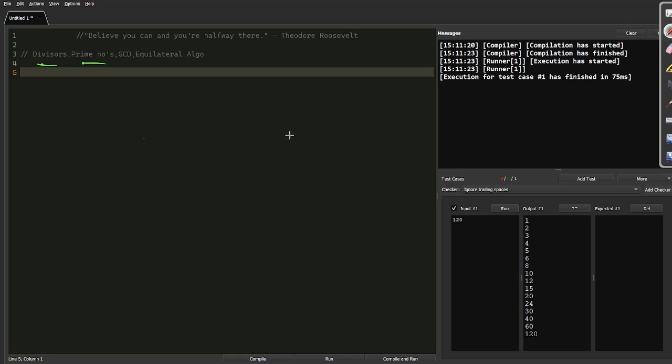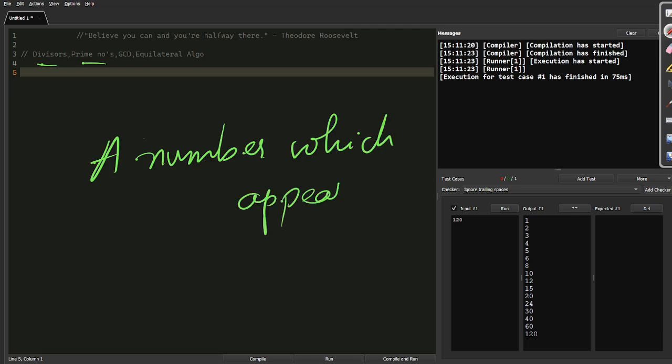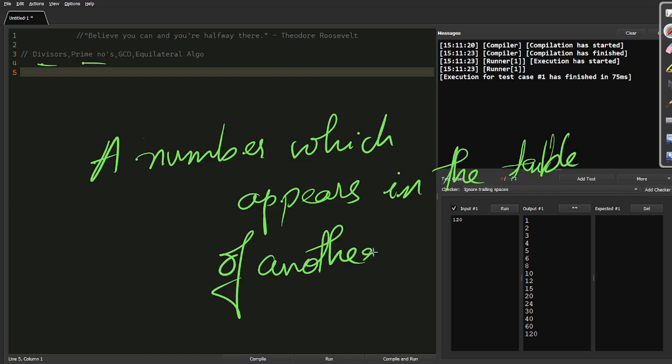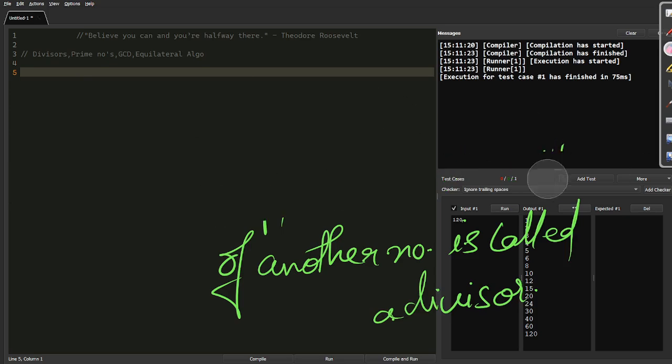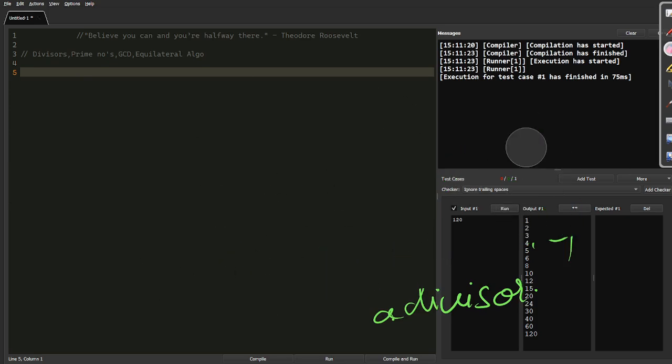So yeah, do you know what a divisor is? If you don't know what a divisor is, a number which appears in the table of another number is called a divisor. So don't pick on all this stuff.